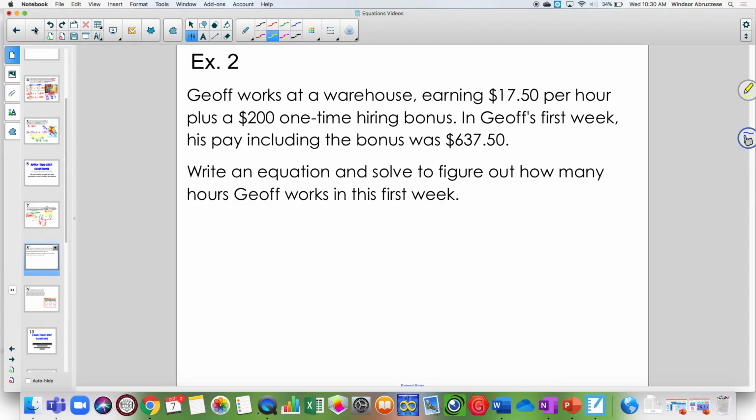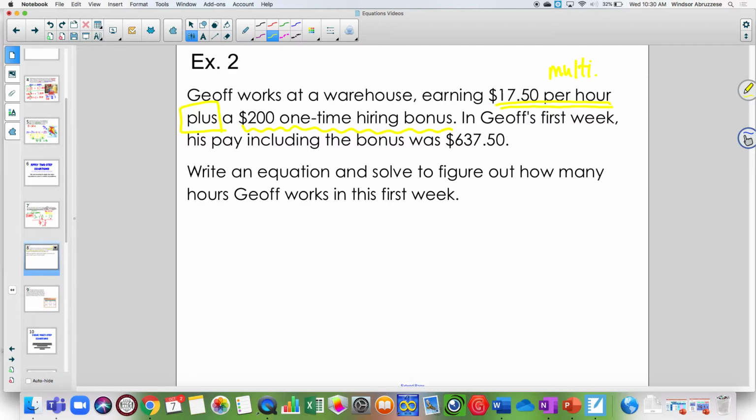Jeff is working. He's earning $17.50 per hour. The per signals what operation? Multiplication. So per hour plus a $200 one-time hiring bonus. Sometimes when you get a job, they might be like, hey, if you come work for us, we're going to give you a bonus of $500. You don't get the $500 all the time. It's just that one time. As soon as you accept the job, they're going to give you that bonus. So right now, Jeff is going to get $200 just once. He doesn't get it every week.